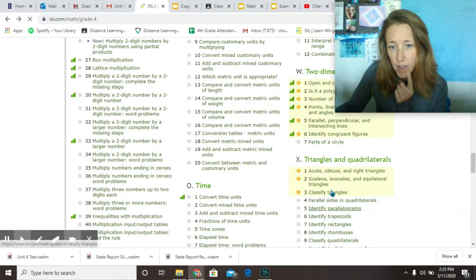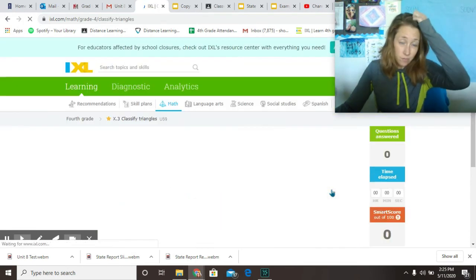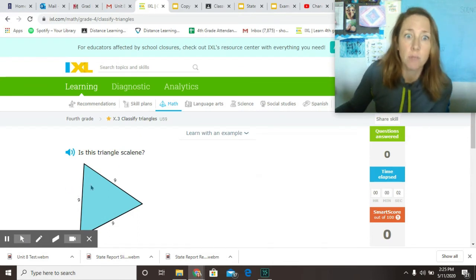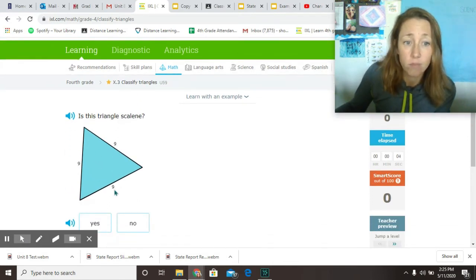X3 is classifying triangles. So it's kind of a review of the things we've been doing. So first I'm looking, is it scalene? Are all the sides different? Nope. So it's not scalene.